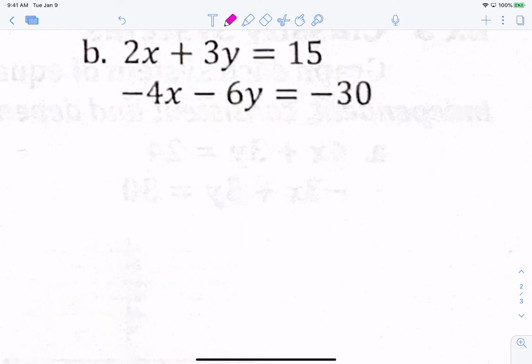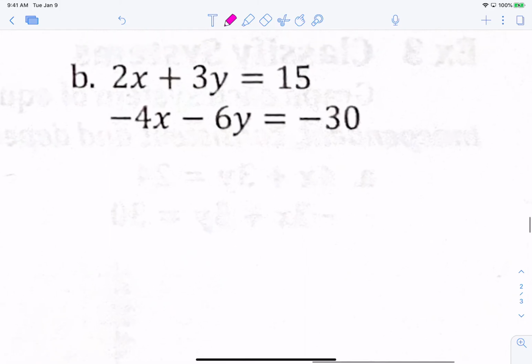Should we try to do substitution with this one? No, but you're going to have to know how to do substitution. So let's do elimination with this one, and maybe I'll do a homework problem with you. That's substitution. How about that? Can we do that? Okay, sure.